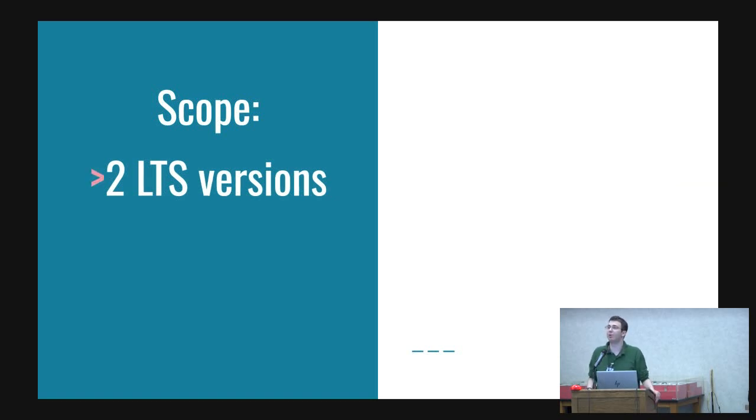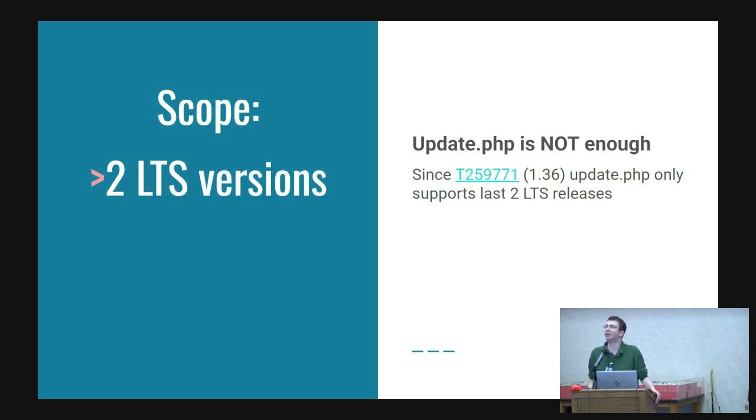When you're upgrading from more than 2 long-term support versions, you can't use update.php. For one thing, since 1.36, update.php has only supported upgrades from the last 2 long-term support releases. You cannot upgrade from 1.34 to 1.43. So, you need a temporary wiki. You need somewhere that's running, say, 1.39, where you import your database, update it to 1.39, and then update it to 1.43. You can do it on a temporary wiki. You could also do it live on production, but you shouldn't test in production, and you probably shouldn't do this in production.